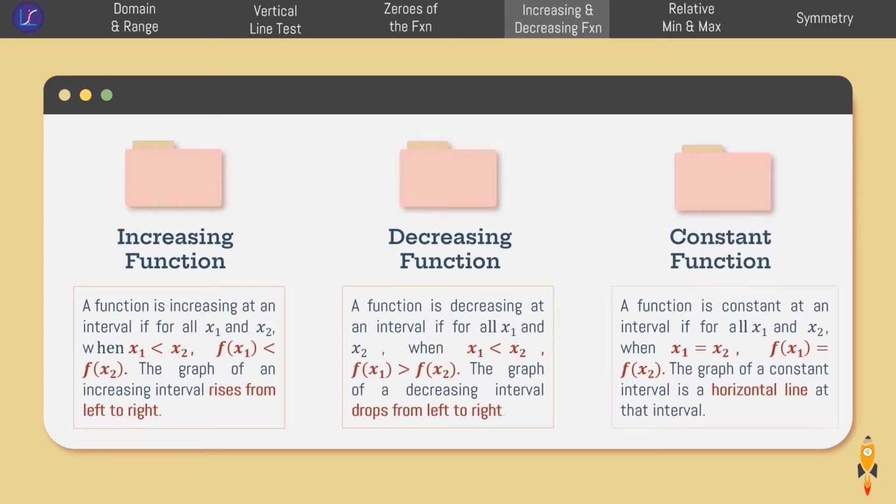Constant function: a function is constant on an interval if for all x1 and x2, f(x1) is equal to f(x2).